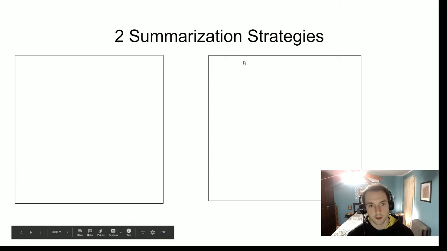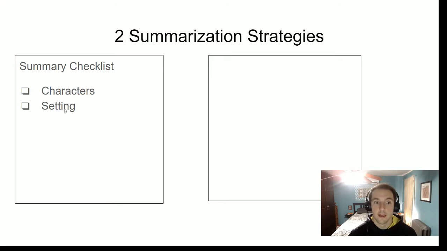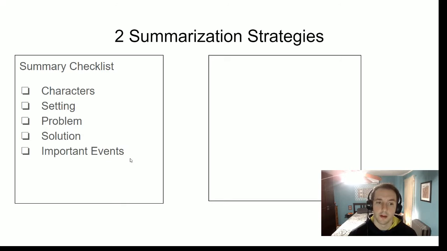So here's the first strategy, which I call the summary checklist. Right? When you're summarizing a fiction text, there's certain things that all good summaries include. They will have the characters that are involved in that particular text. They will include the setting, especially if it's important to the story, which in a lot of cases it is. They will include the problem that these characters are facing. It will include the solution of those problems, if there is a solution. If there's not a solution, then we rely on this part, the important events.